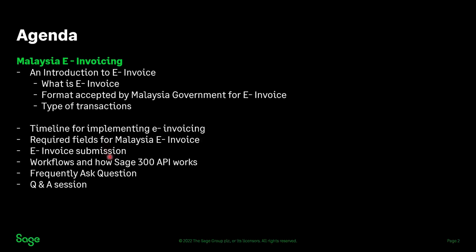And then the e-invoice submission. Your company, as a taxpayer, is given 2 options by LHDN to choose how you want your e-invoice to be submitted. We will go through the pros and cons of these 2 submission methods, and the workflow and how the Sage 300 API works.